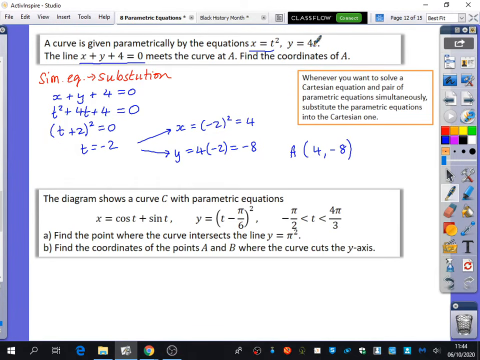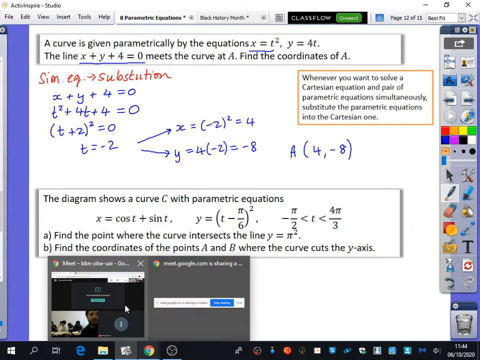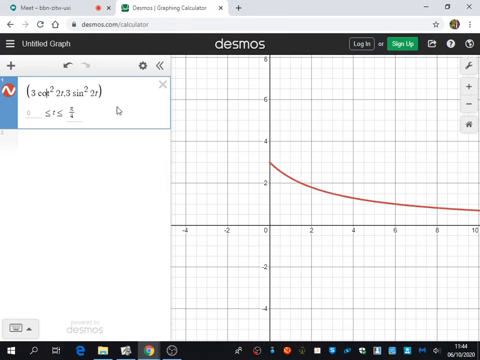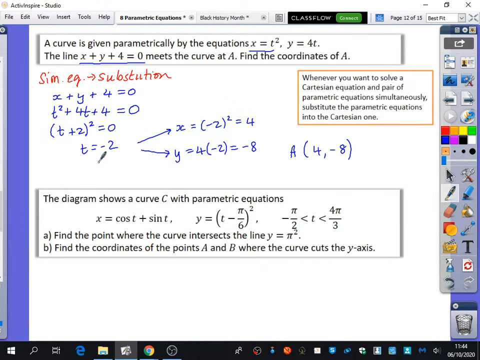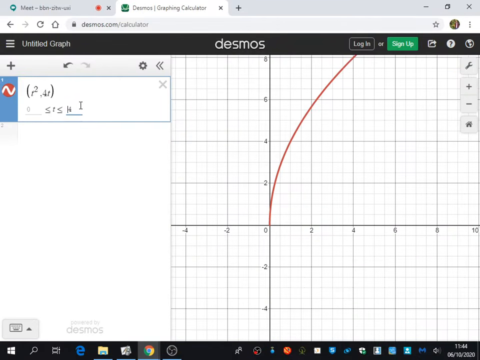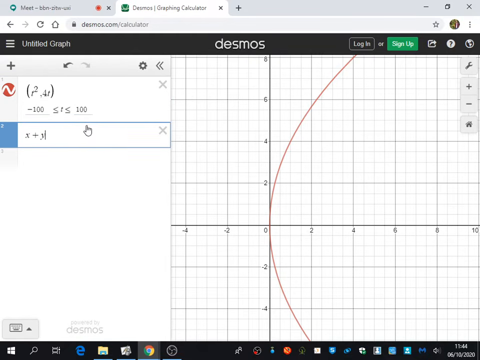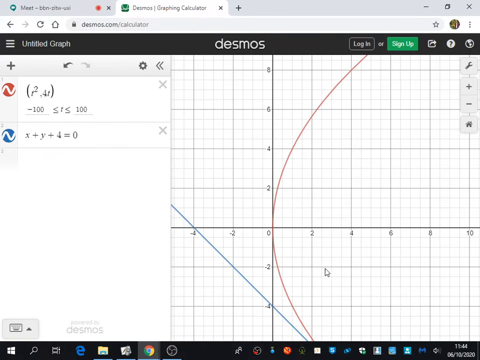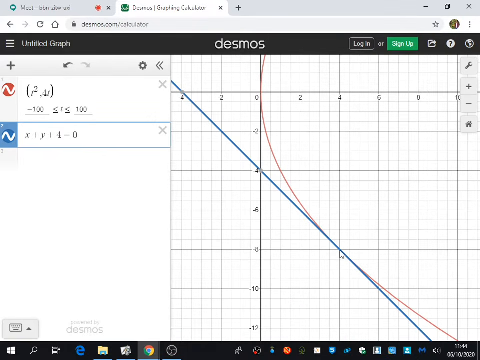Did you have a question? No, okay. So I'm just going to quickly put this on Desmos. So it's t squared and 4t. And it doesn't say what t is, but I'm just going to say that t can be anything. And the other equation was x plus y plus 4 equals 0. And we got that the coordinates where they intersected was at (4, -8). It's not quite coming up there, but you can see that it's (4, -8) where they cross.